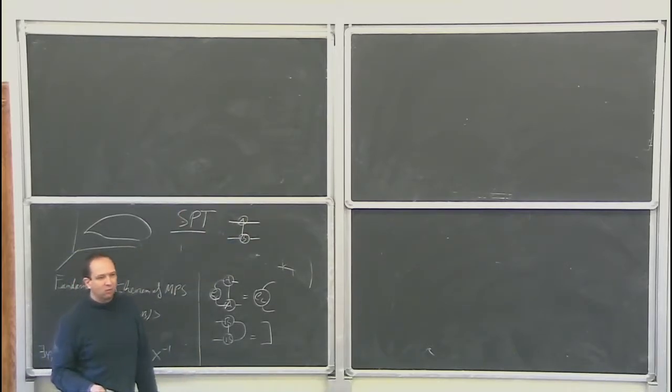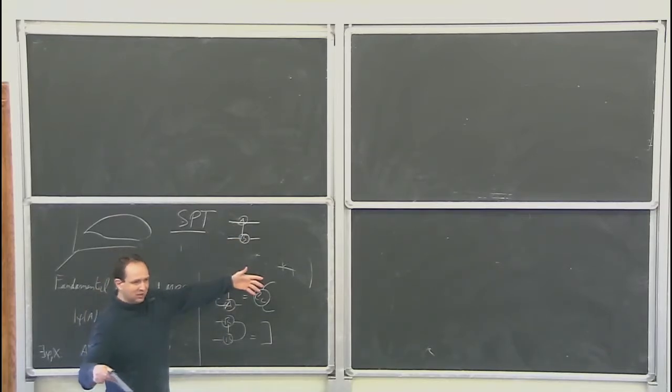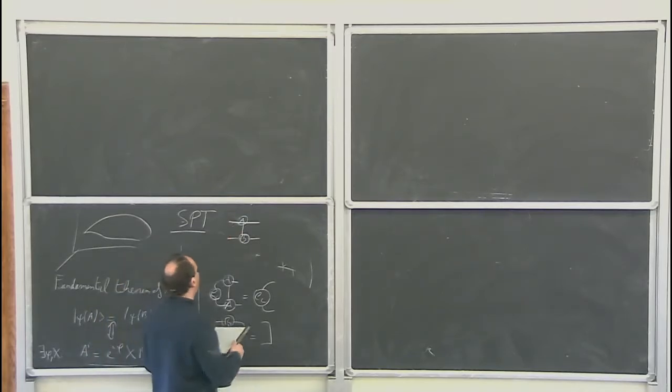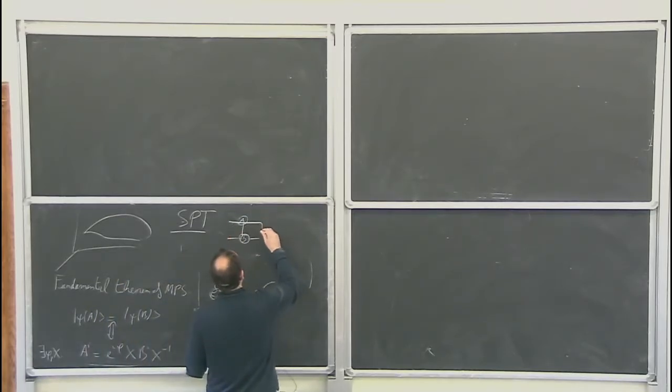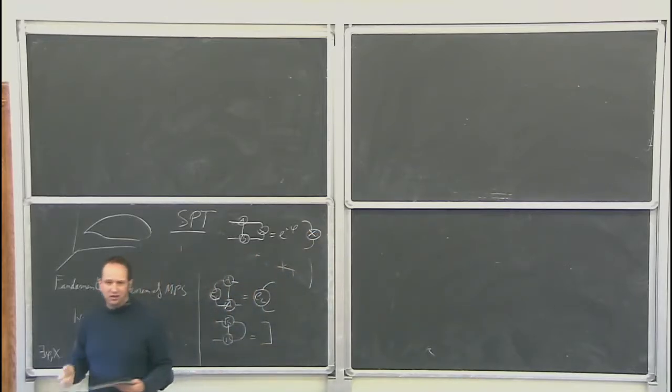If it would be smaller than 1, then the overlap between these two MPSs would decay exponentially with the system size. But if these are equal to each other, then of course the leading eigenvalue of this has to be 1. Okay, so this means that there exists an x such that this is e to the i phi times x. And this will certainly be the leading eigenvalue.